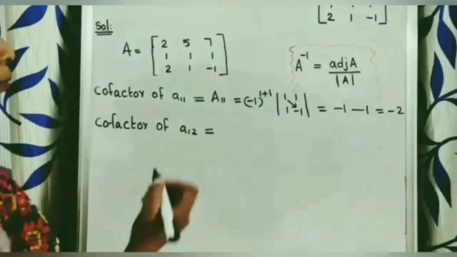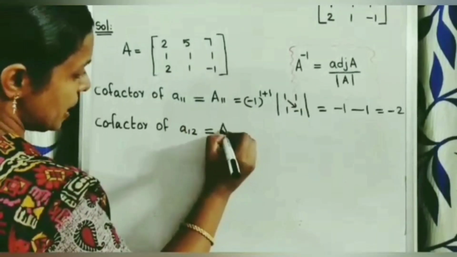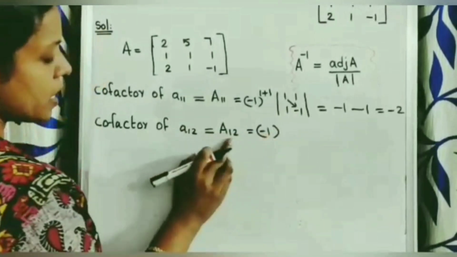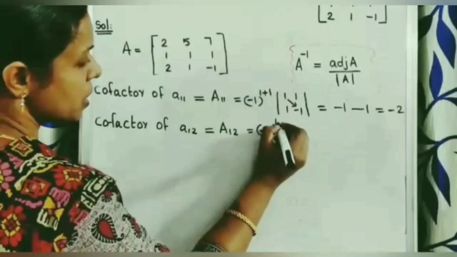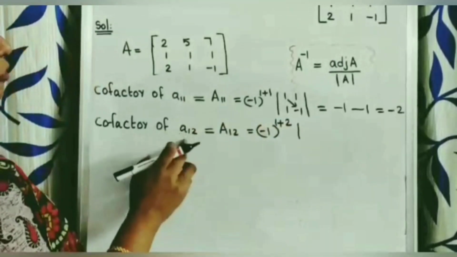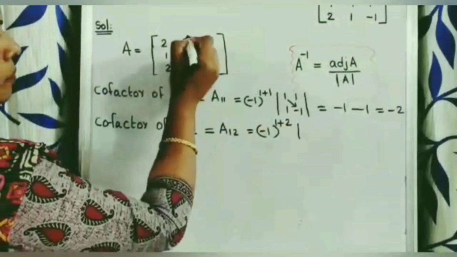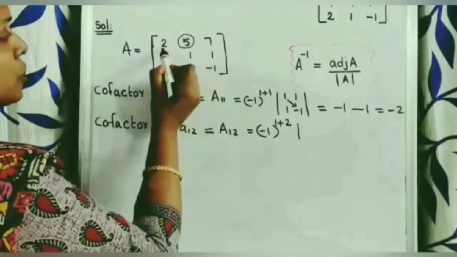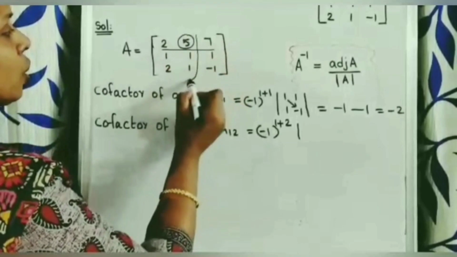Cofactor of A12. We denoted it as capital A12. That is equal to negative 1 whole raised to, here I is 1, J is 2. We can write here 1 plus 2. Then determinant. Here A12 is 5. Then eliminate here first row and second column.